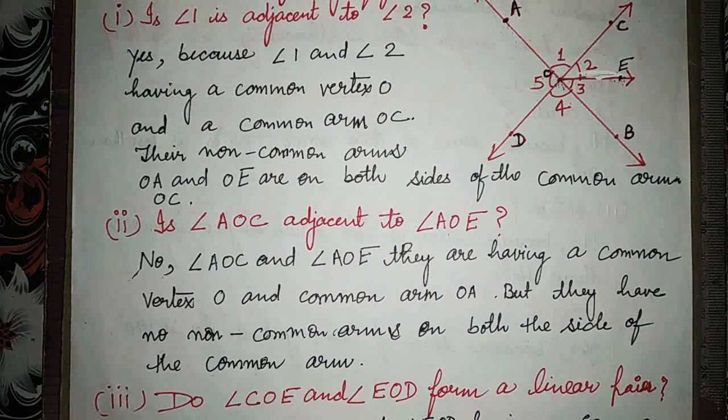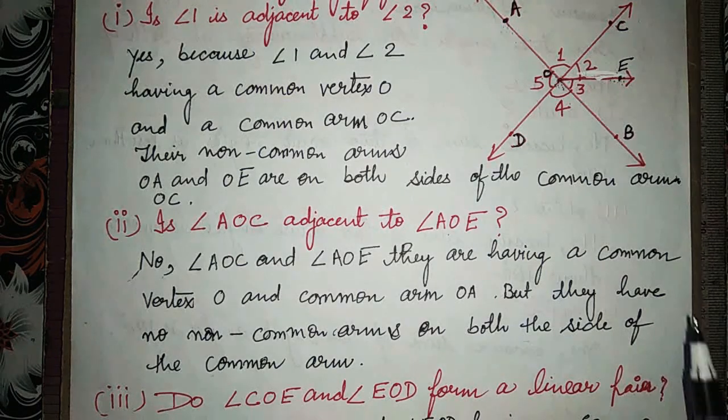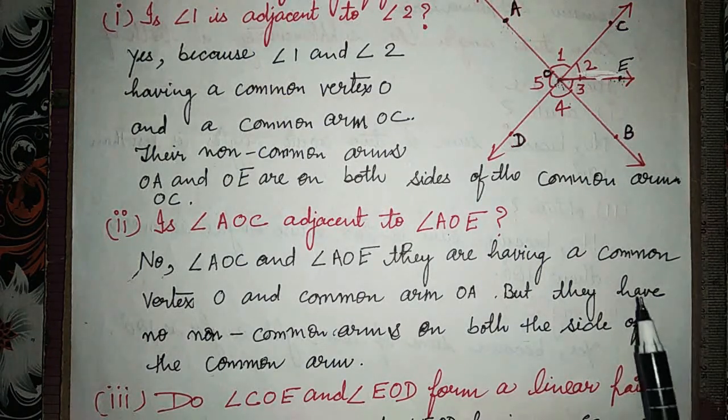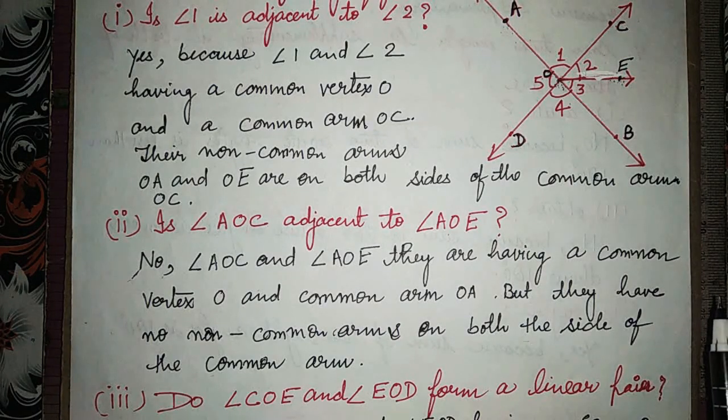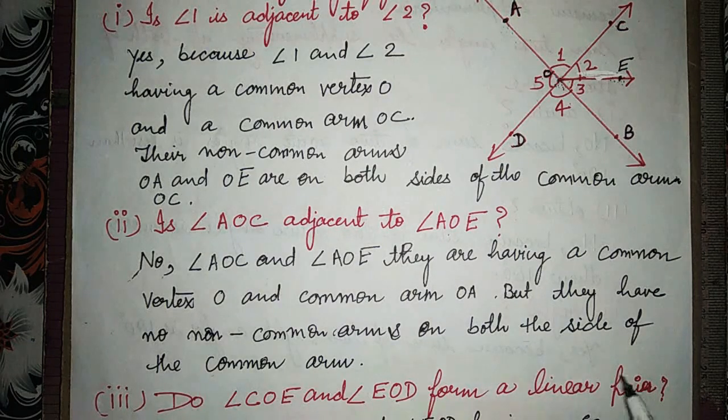Now students, see the third part of question number 9. Do angle COE and angle EOD form a linear pair? Before starting this solution, I will tell you about linear pair again. Students, what is a linear pair? A linear pair is a pair of adjacent angles whose non-common sides are opposite rays. So when we solve this question, we will keep this definition in our mind.